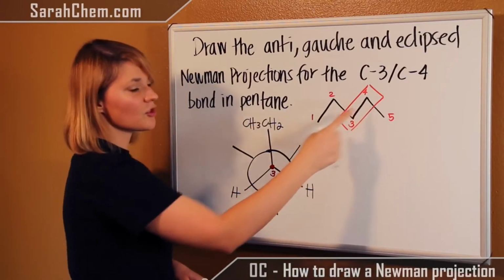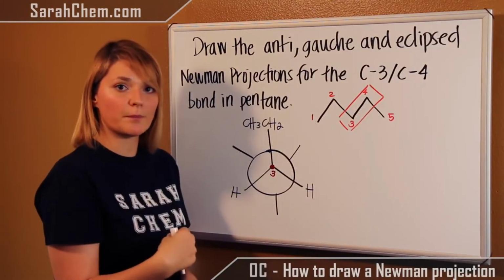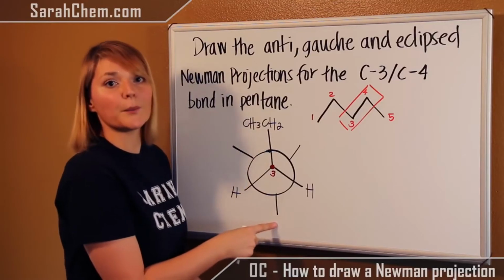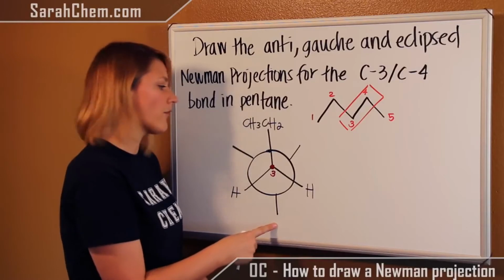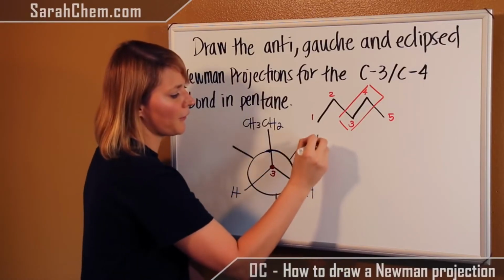Now on the 4th position, we're going to have the same substituents, but the way we place them will change. In the anti, these 2 are going to be the biggest bulky groups, and they're 180 degrees apart from each other. In the gauche case, however, they're going to be 60 degrees from one another.